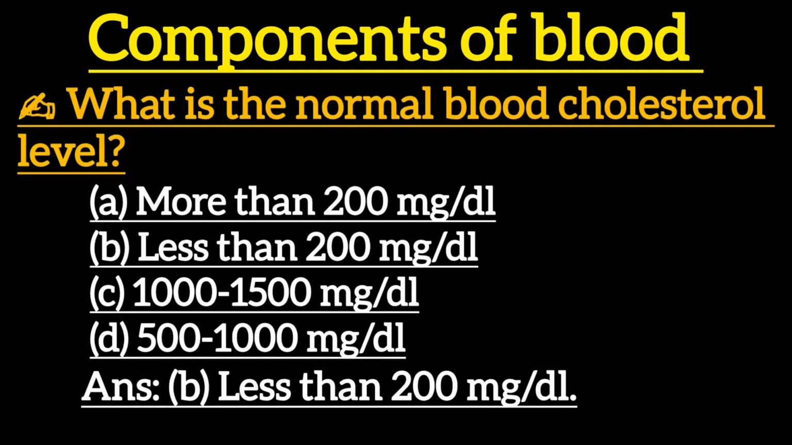Next one is what is the normal blood cholesterol level? Option A more than 200 mg per dl, option B less than 200 mg per dl, option C 1000 to 1500 mg per dl, option D 500 to 1000 mg per dl. Correct answer is option B less than 200 mg per dl.